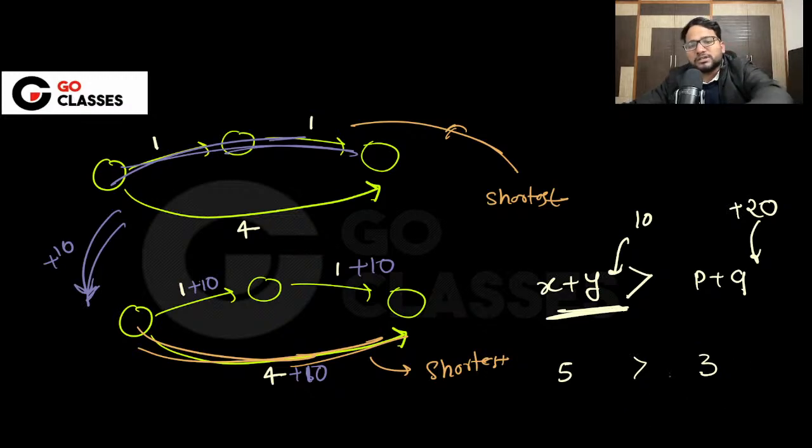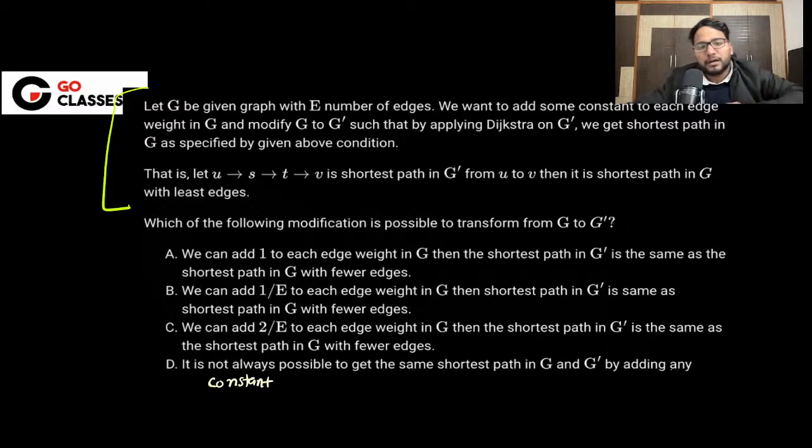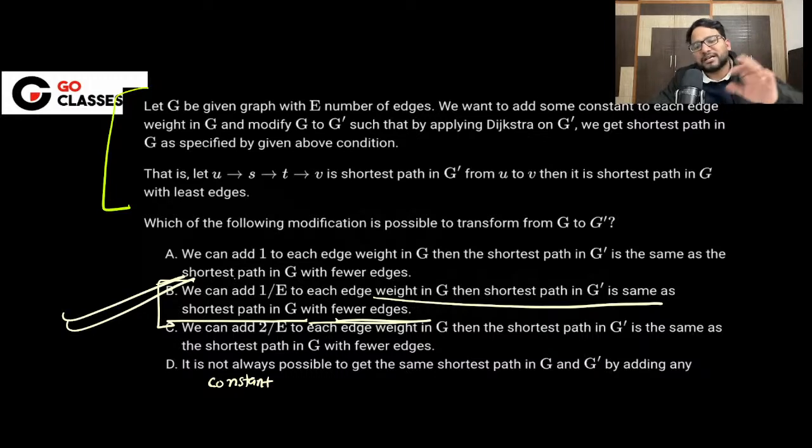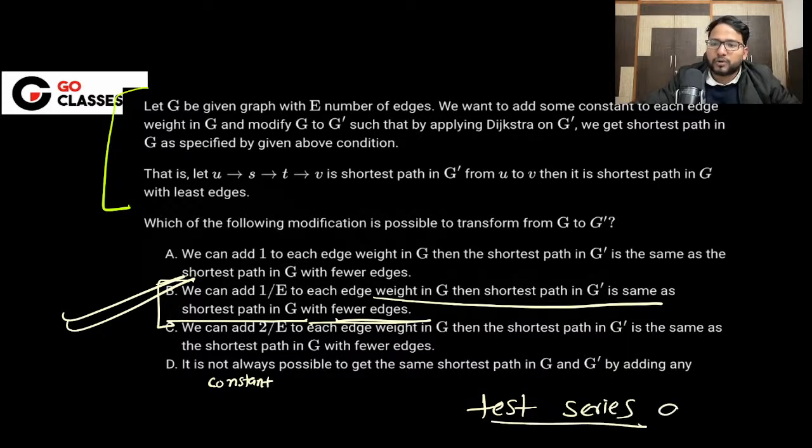So this is what the question says, that we can add 1 by e at least to each edge weight, and the shortest path stays the same. So 1 by e is fine here. This was one of the test series questions and it was a very tricky question, that we can add 1 by e and the shortest path won't change.